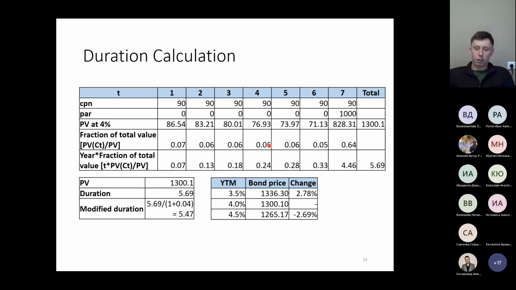Do this again and again. Here I rounded these numbers. There would be multiple other decimal places here I'm missing, but if you do it in Excel, they will be taken into account. Then here we multiply this number by the number of periods and estimate the duration. Then the next step is to estimate the modified duration that we would have after we divide it by 1 plus interest rate, the one that we used for discounting.